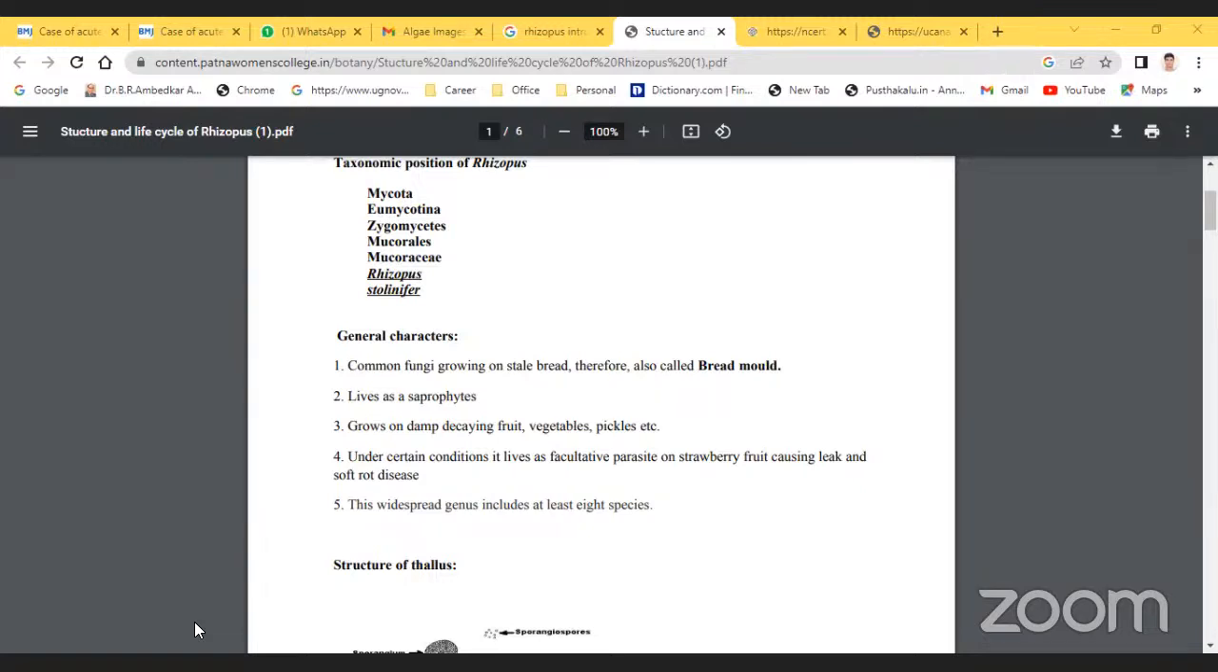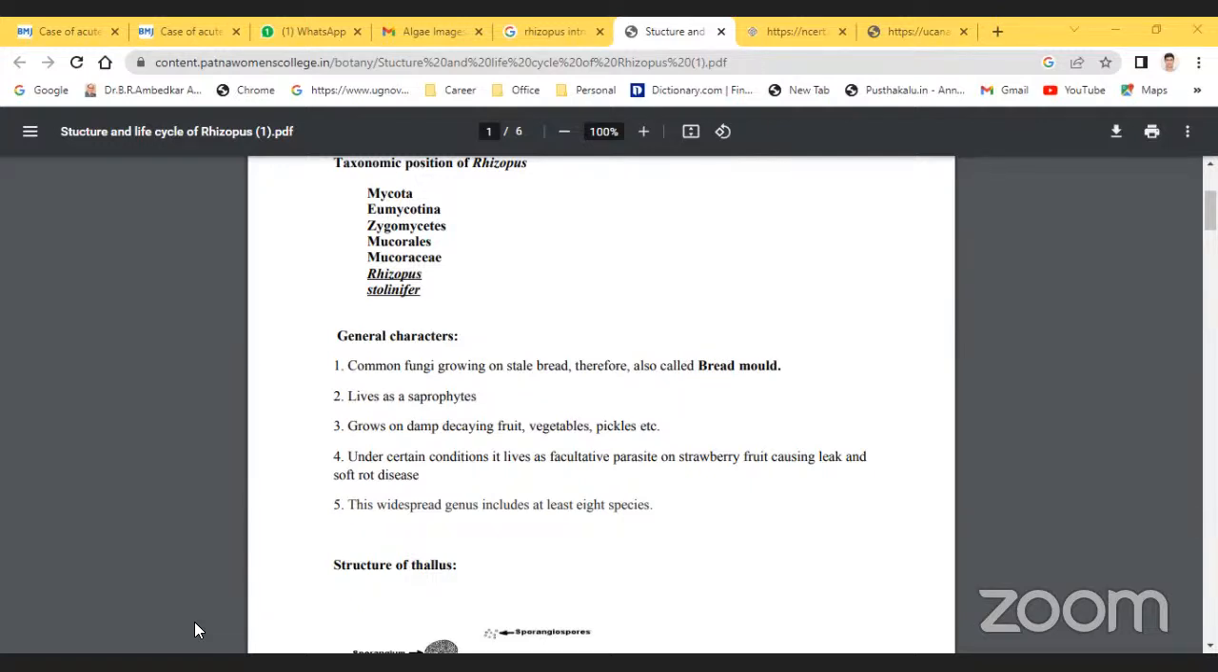Rhizopus artocarpi causes fruit rot disease of Artocarpus, and Rhizopus arrhizus causes fruit rot of Pyrus malus, the apple. Which fungus causes fruit rot disease in the apple? Rhizopus arrhizus.